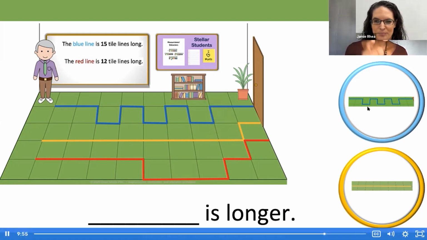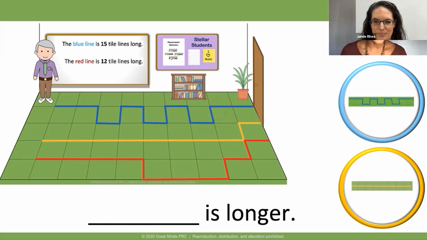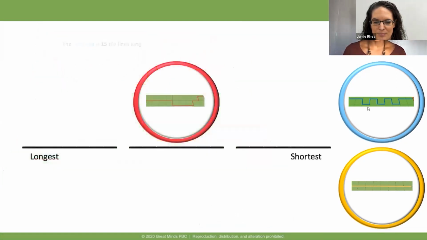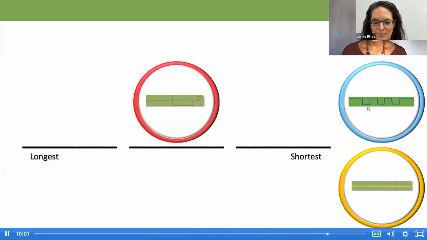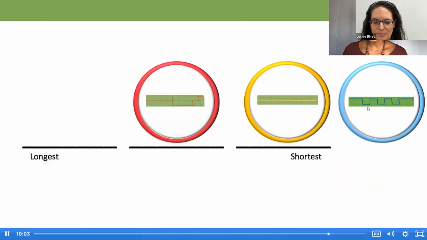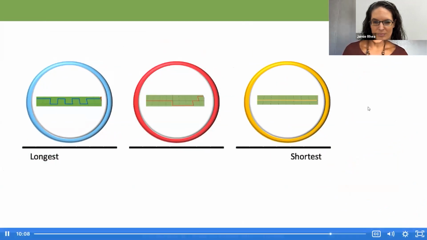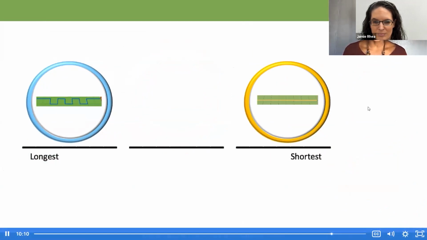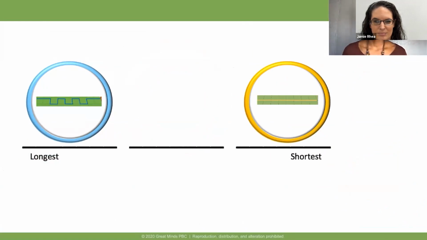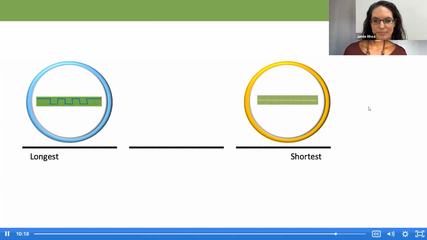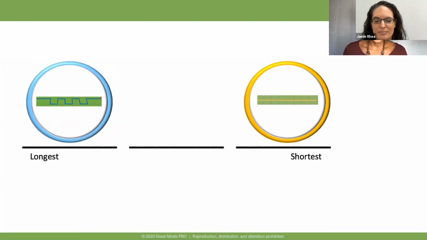Mathematician, you've done it again. You've done some great thinking. If the yellow line is shorter than the red line, and the blue line is longer than the red line, then we can use the red line to help compare the blue line and the yellow line. So which is longer, the blue line or the yellow line? The blue line. Yeah, I got that too. The blue line is longer, or we could say the yellow line is shorter.